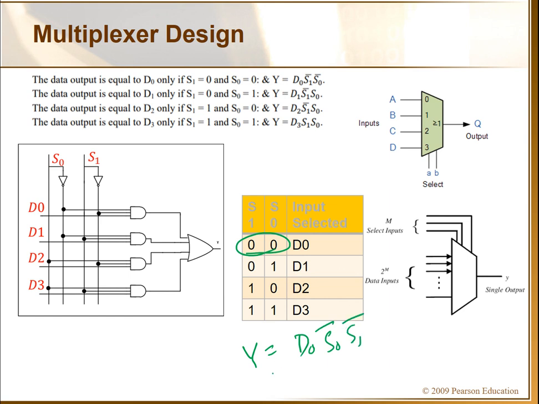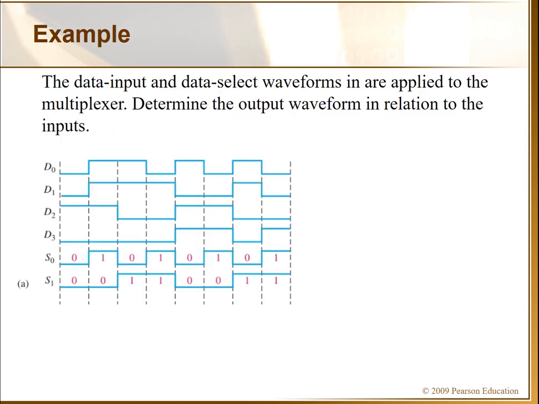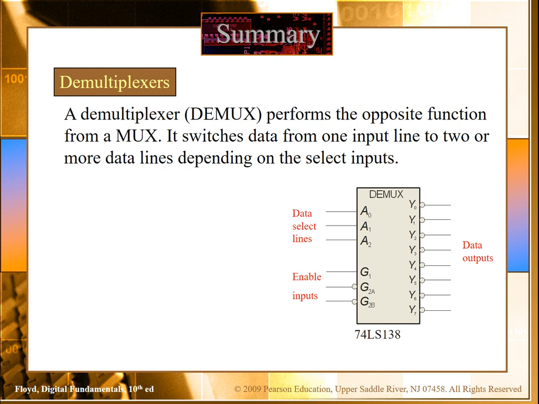If you want the output of D1, what should be the input combination? S1 bar and S0. If you have this combination, you will get D1. If you have this combination, you will get D2. Then finally, at the end we can OR them together, so we will get the final output. So this is just the implementation of the multiplexer. We will solve this example during the live session.